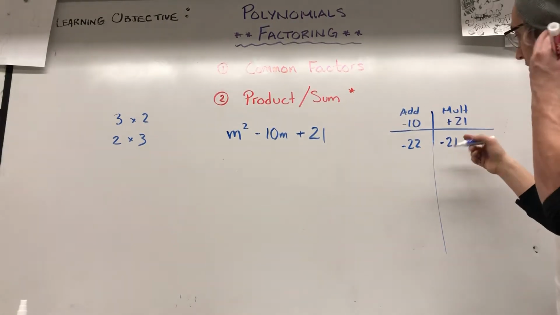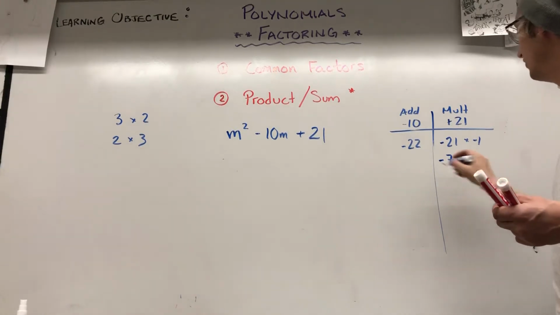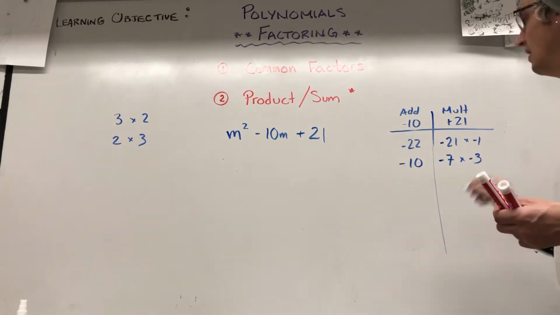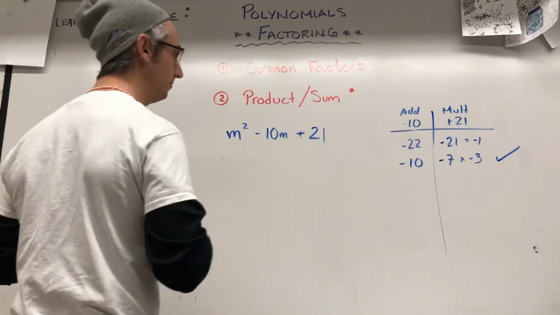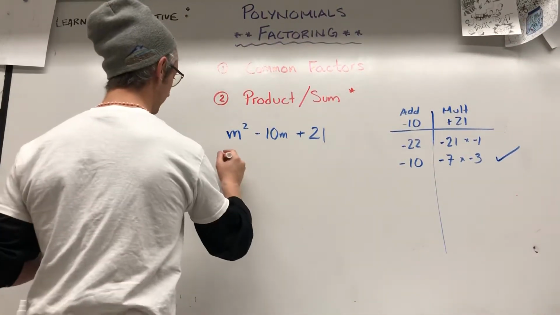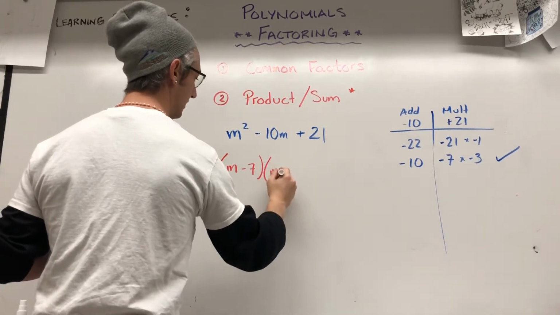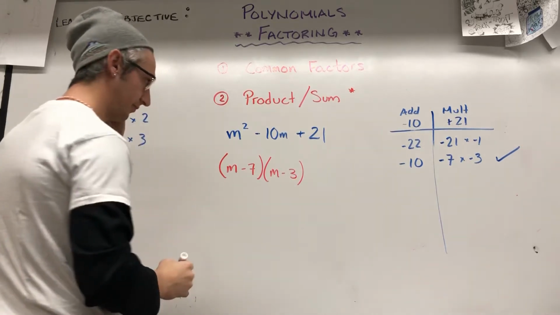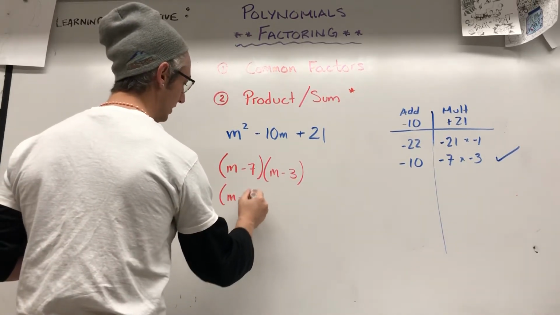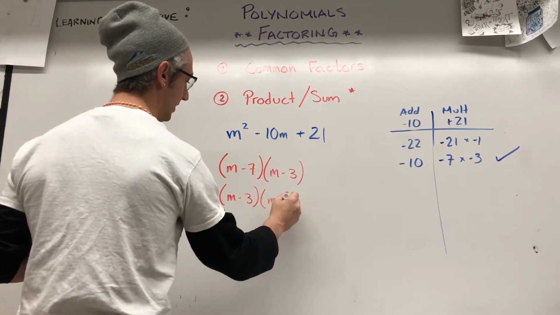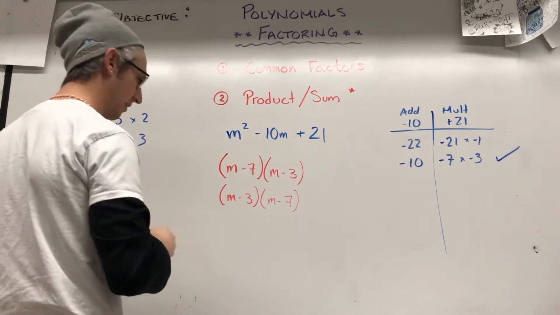21 divided by 2? No. Divided by 3. Negative 7 times negative 3. Adding those together, that gives me negative 10. That is right. So then my answer here is m minus 7, m minus 3, or m minus 3, m minus 7. And when we go through and multiply, we'll find that it gives us this.